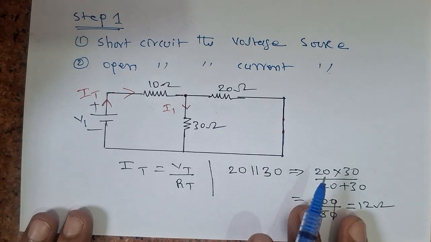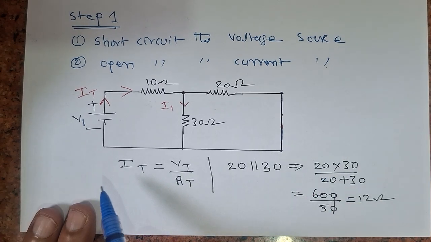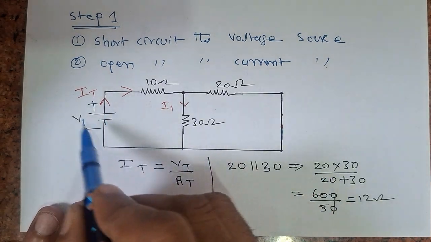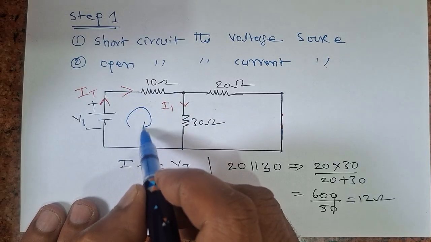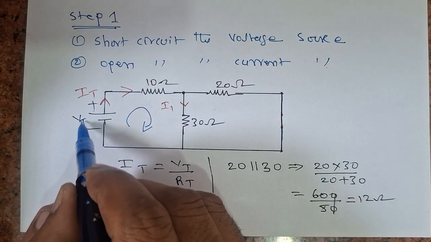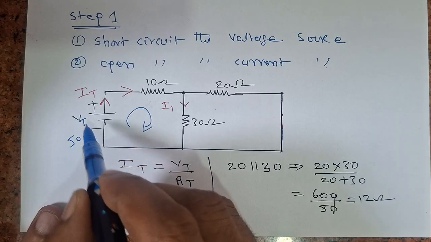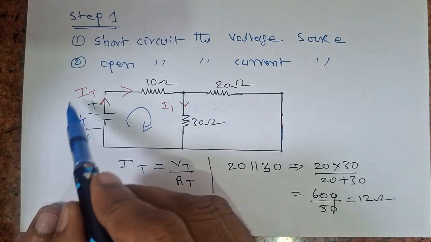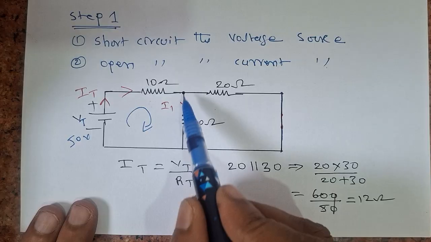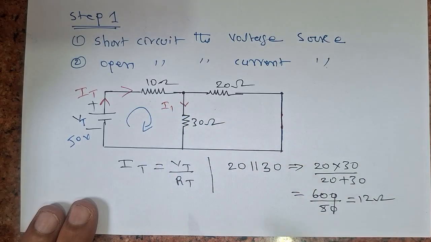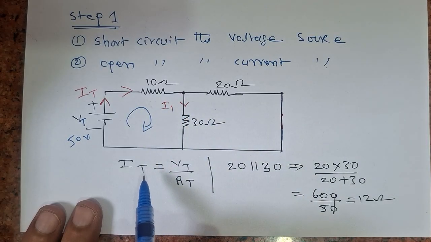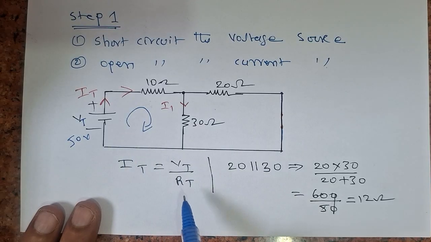So how to find? Let us see, very simple. The response coming from this source is the total current. The total voltage is given as 50 volts, and you will get the total voltage and total current. But before that, you have to find the total resistance. For that, total current is equal to total voltage divided by total resistance.